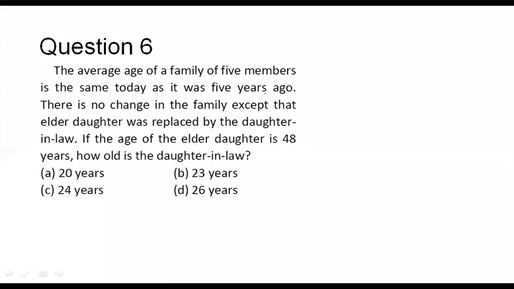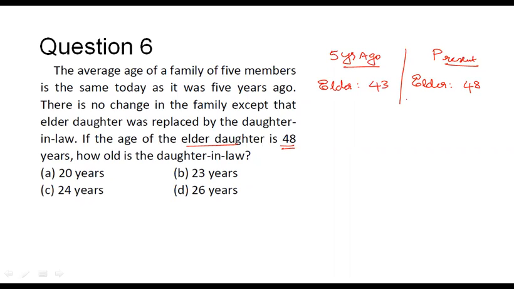In this question, I am going to consider two time frames, 5 years ago and the present. Now, it is given in the question that the age of the elder daughter is 48. So the present age of the elder daughter is 48. So 5 years ago, what would have been the age of the elder daughter? It would have been 48 minus 5, 43, correct?